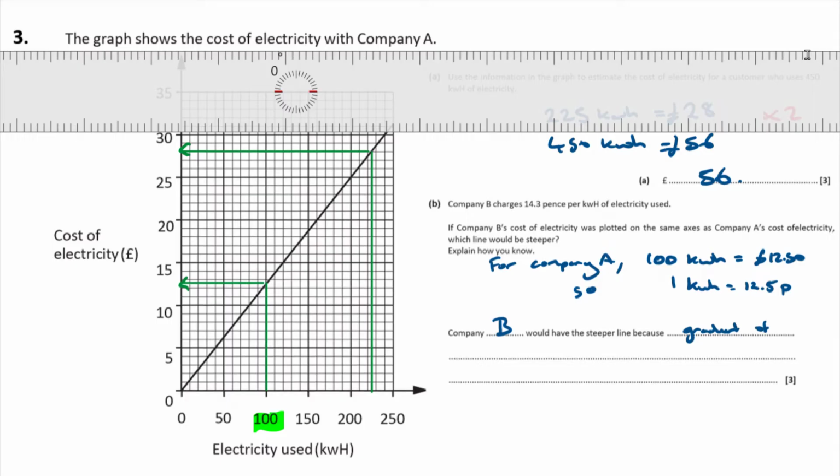of company A is 12.5 p per kilowatt hour, whereas company B is 14.3 pence per kilowatt hour.